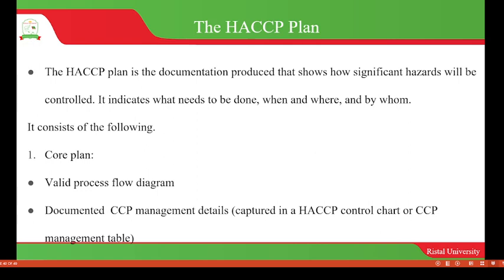Okay, so the hazard analysis and critical control point plan is just a document that shows how significant hazards will be controlled, the ones which are significant to food safety, and therefore it indicates what needs to be done, when it should be done, where it should be done, and who is going to do it. And this hazard analysis and critical control point plan consists of the following.